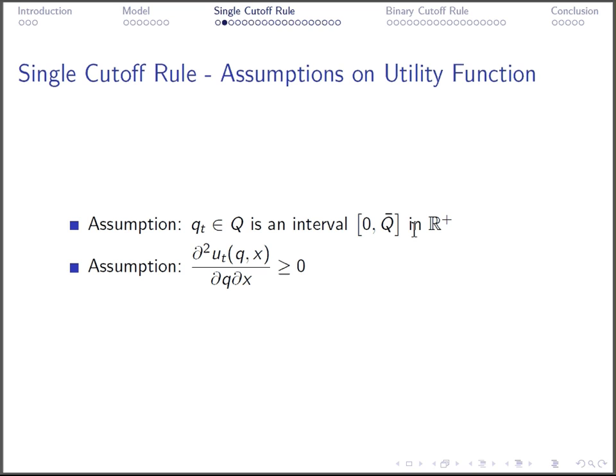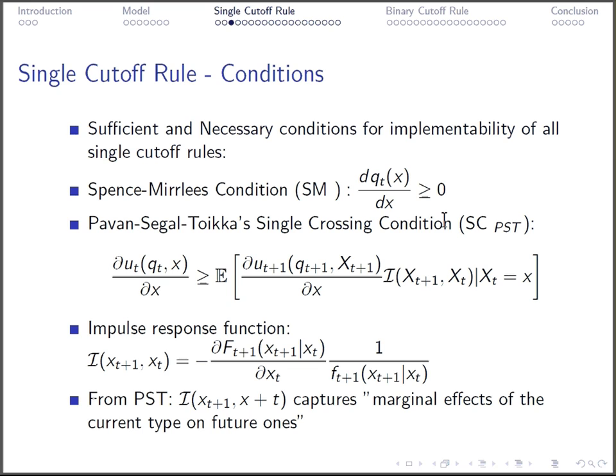In my paper, it's possible to have non-continuous ones, but then this derivative condition needs to be changed. In any case, suppose it's continuous in some interval, and suppose this cross derivative condition is satisfied. Then the two important conditions that we need, sufficient and necessary for implementability of all the single cutoff rules, are these two. The first one is the Spence-Mirrlees condition, which is the familiar one that says Q is increasing. The second one is the single crossing condition. It's also directly from the paper by Pavan, Segal, and Toikka, which is the general dynamic mechanism design paper.